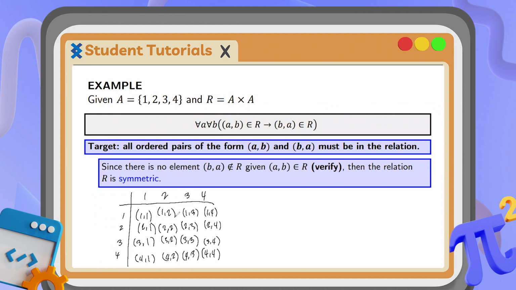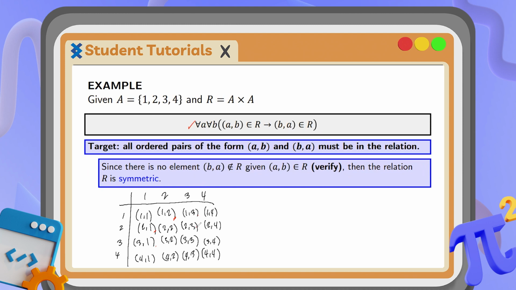So we have 1, 2 in the relation. Does that mean that BA is also in the relation, or 2, 1? Well, since our relation consists of the Cartesian product of A and itself, one of the elements in that relation would be 2, 1. And since 1, 2 is in the relation and 2, 1 is in the relation, it satisfies this property. And then 1, 3 and 3, 1 are also here.